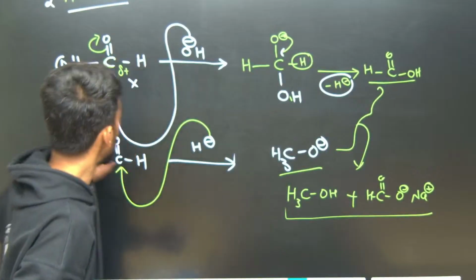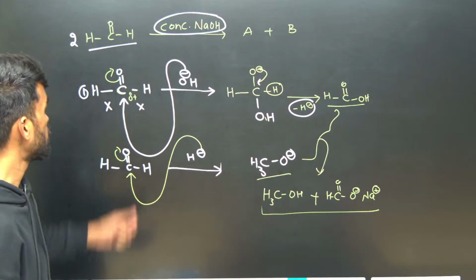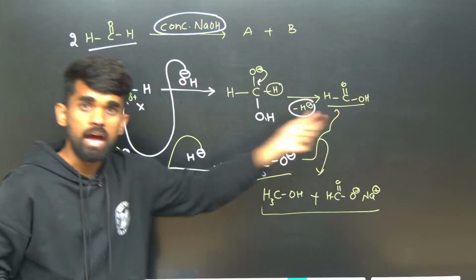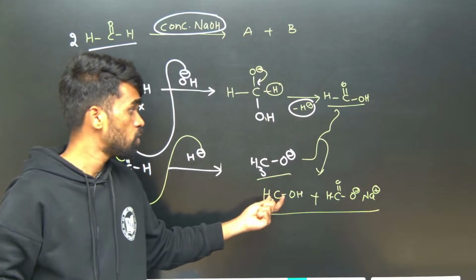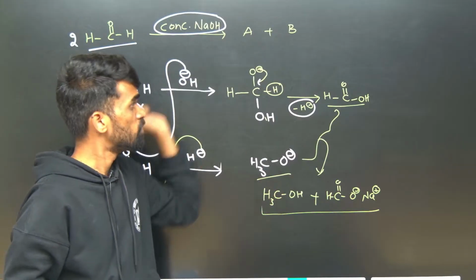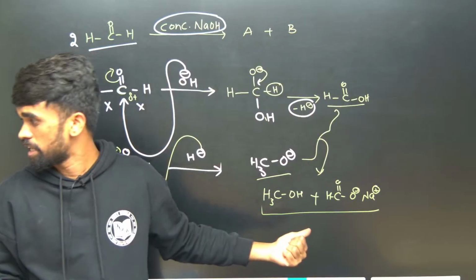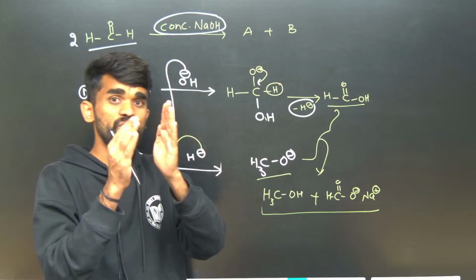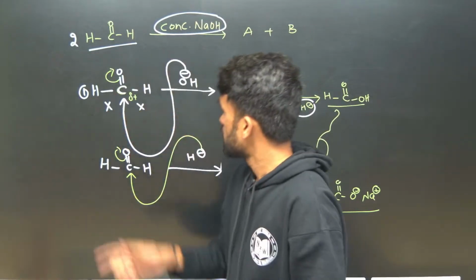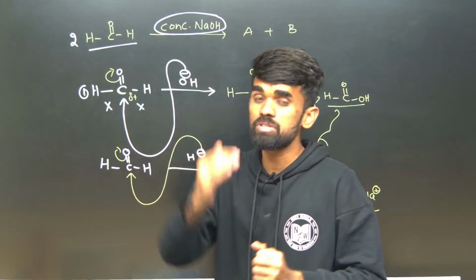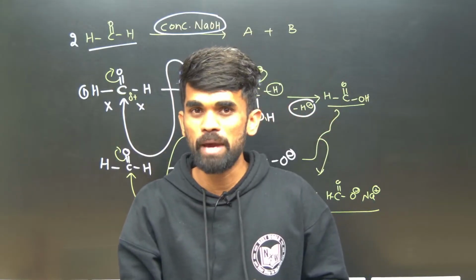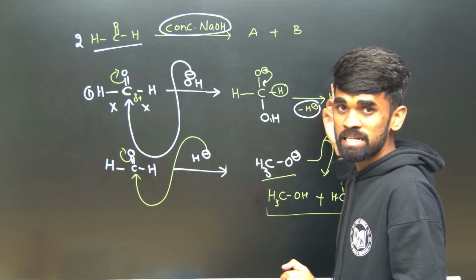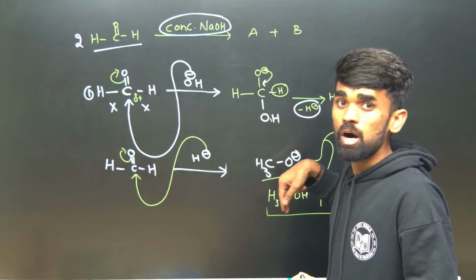So in this Cannizzaro reaction, one formaldehyde undergoes oxidation forming carboxylic acid, and another formaldehyde converts into alcohol. This is reduction. One is the oxidized product, the other is the reduced product. Hope both are clear. So carbonyl compounds without alpha hydrogens, upon treatment with concentrated base, give an oxidized product and a reduced product, carboxylic acid and alcohol.